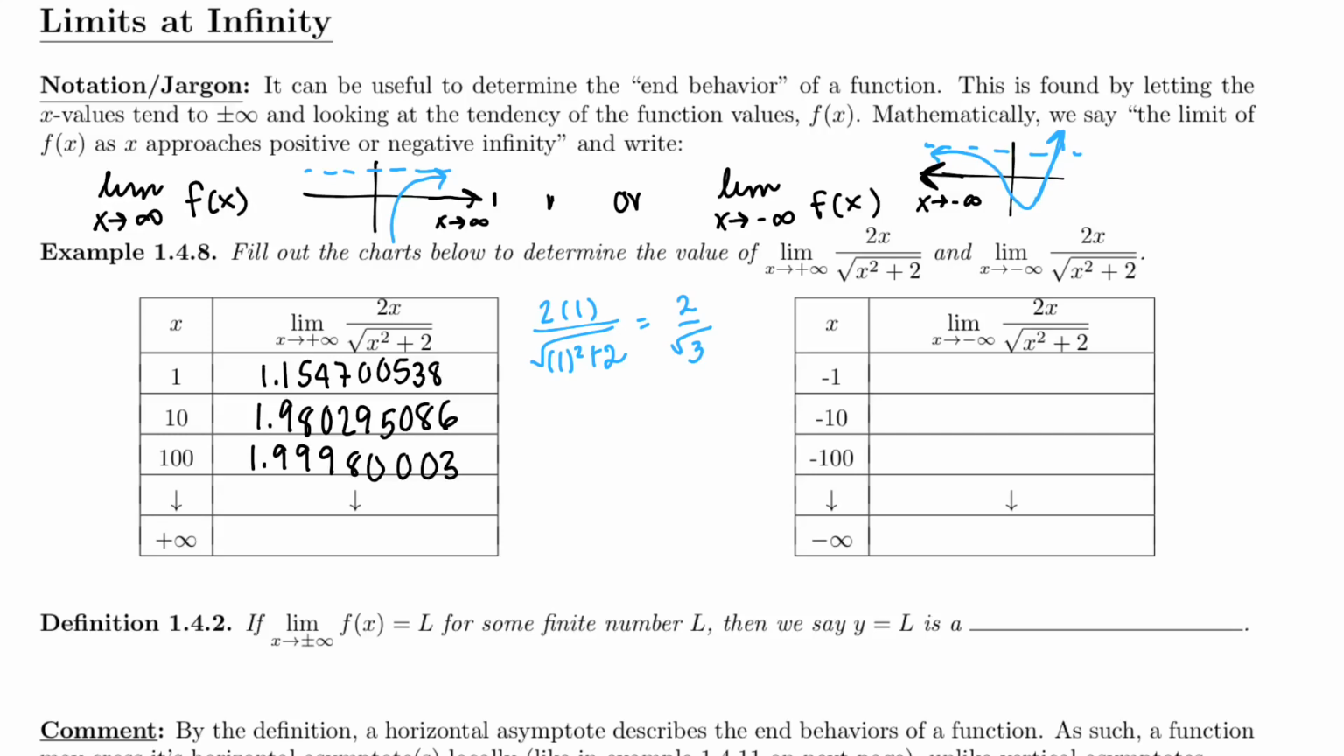If you get even bigger, if you did 1,000, you'd get 1.999998. What's happening to these y values as x gets bigger? It's approaching 2. They're getting closer and closer to 2.